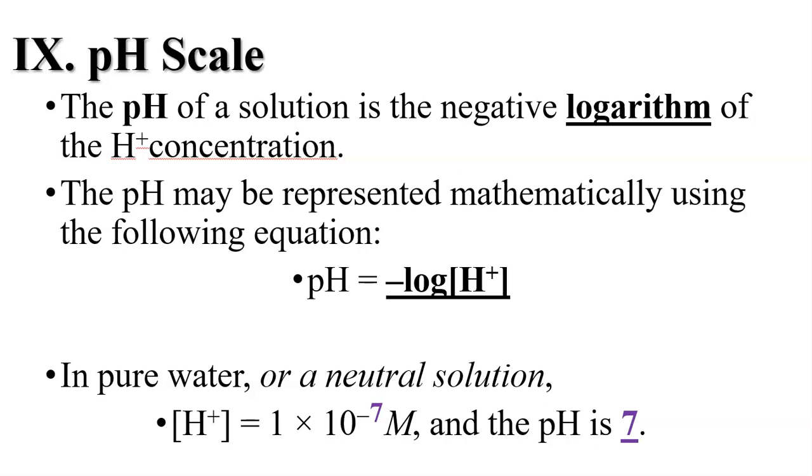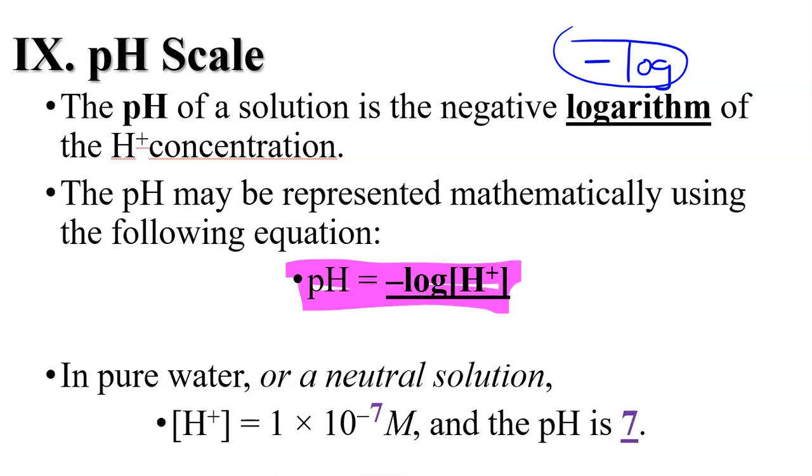Okay, so the pH of a solution is the negative logarithm, negative log, this is a button that's on your calculator, of the H+ concentration. The pH may be represented mathematically using this equation. Looks like this. Good stuff. We love math. In pure water or in a neutral solution, H+ equals 1 times 10 to the negative 7th power M, and I'm looking at that 7. My pH is going to be 7. Okay, we want to look at our exponent.